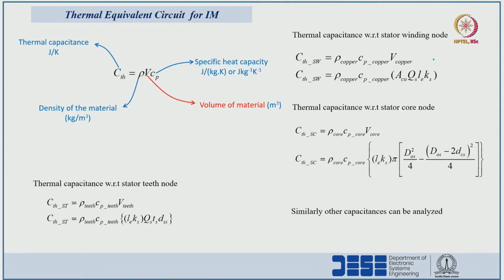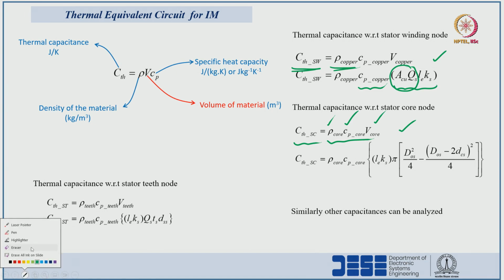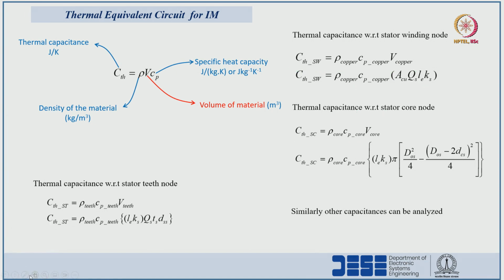So, how to calculate the thermal capacitance? Again it will be the same equation. Capacitance is equal to density into specific heat capacity into volume of the core, and for stator winding it will be copper density into specific heat capacity of the copper into volume of the copper. This A into Qs represents the area and Le represents the length of the stator winding.